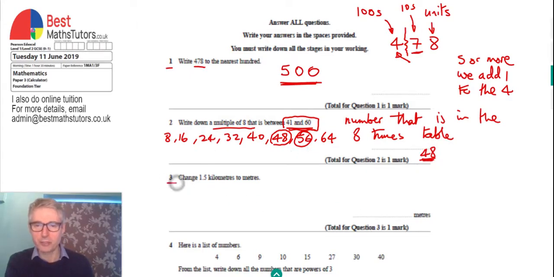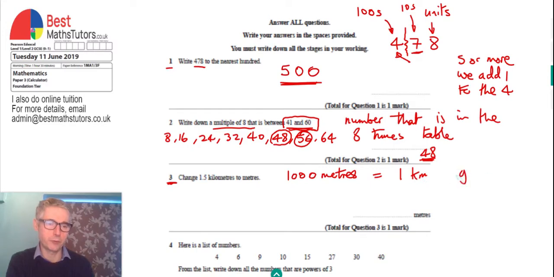For the next one, number 3, we've got to change 1.5 kilometers into meters. And to do that, we need to know that 1,000 meters is equal to 1 kilometer. And it's true usually whenever we've got the kilo, so we might have the K for kilo. If we're looking at grams, 1,000 grams is actually equal to 1 kilogram. So a kilo there makes it 1,000 times bigger.